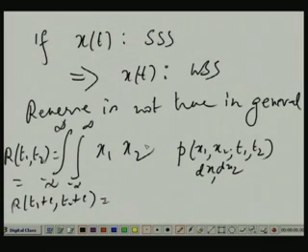The same applies for the mean easily. But you can easily see the reverse is not true in general. Okay. Reverse is not true in general.